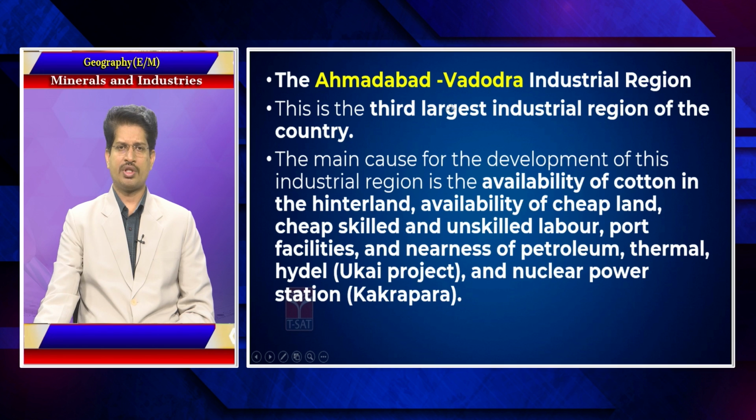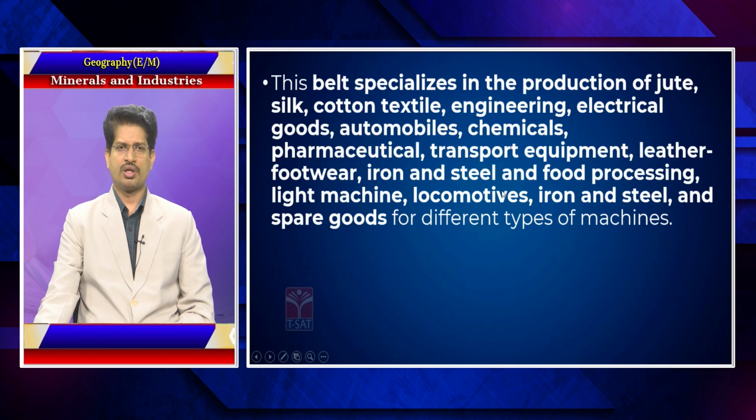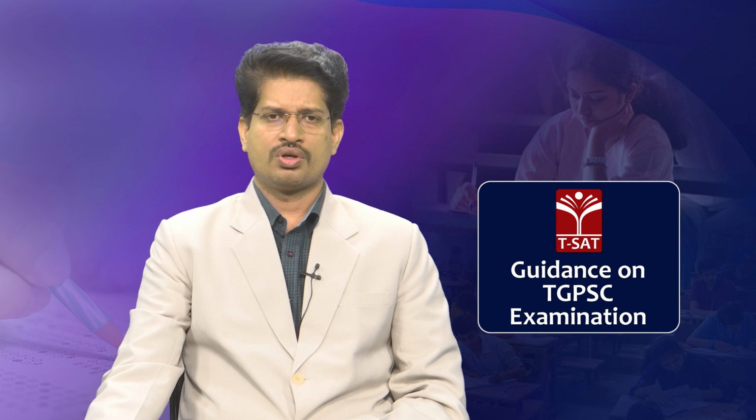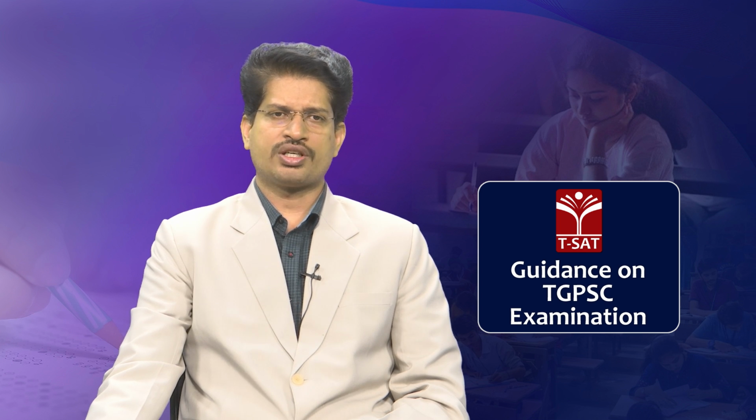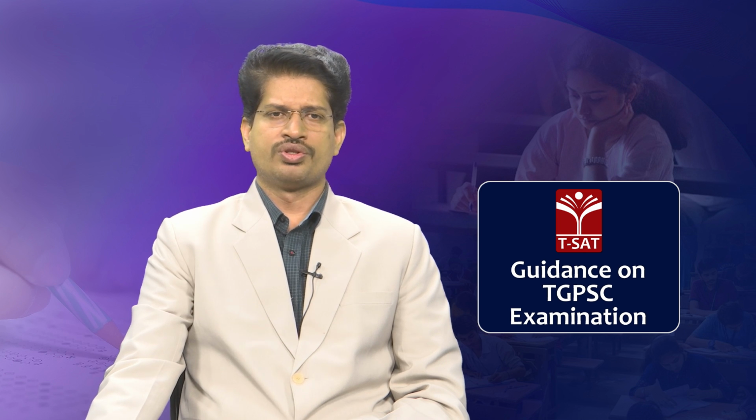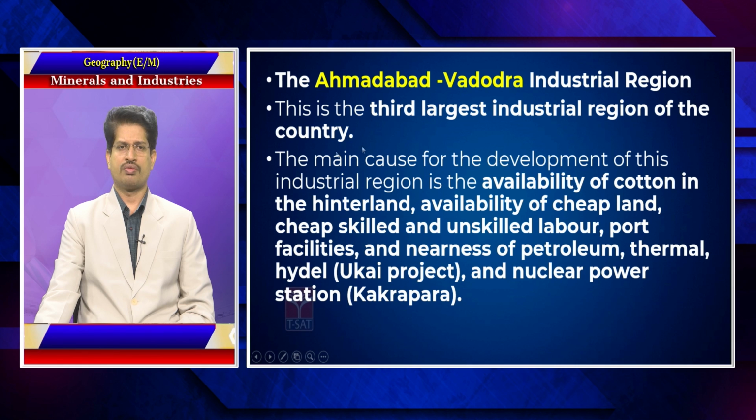Next is the Ahmedabad-Vadodara industrial region. We are talking about an industrial region which needs to be mentioned. So, this is the Ahmedabad Gujarat industrial region here, which has developed. So, it has also got certain factors. What are the factors which are responsible for the development of this industrial region? This is the third largest industrial region of the country.